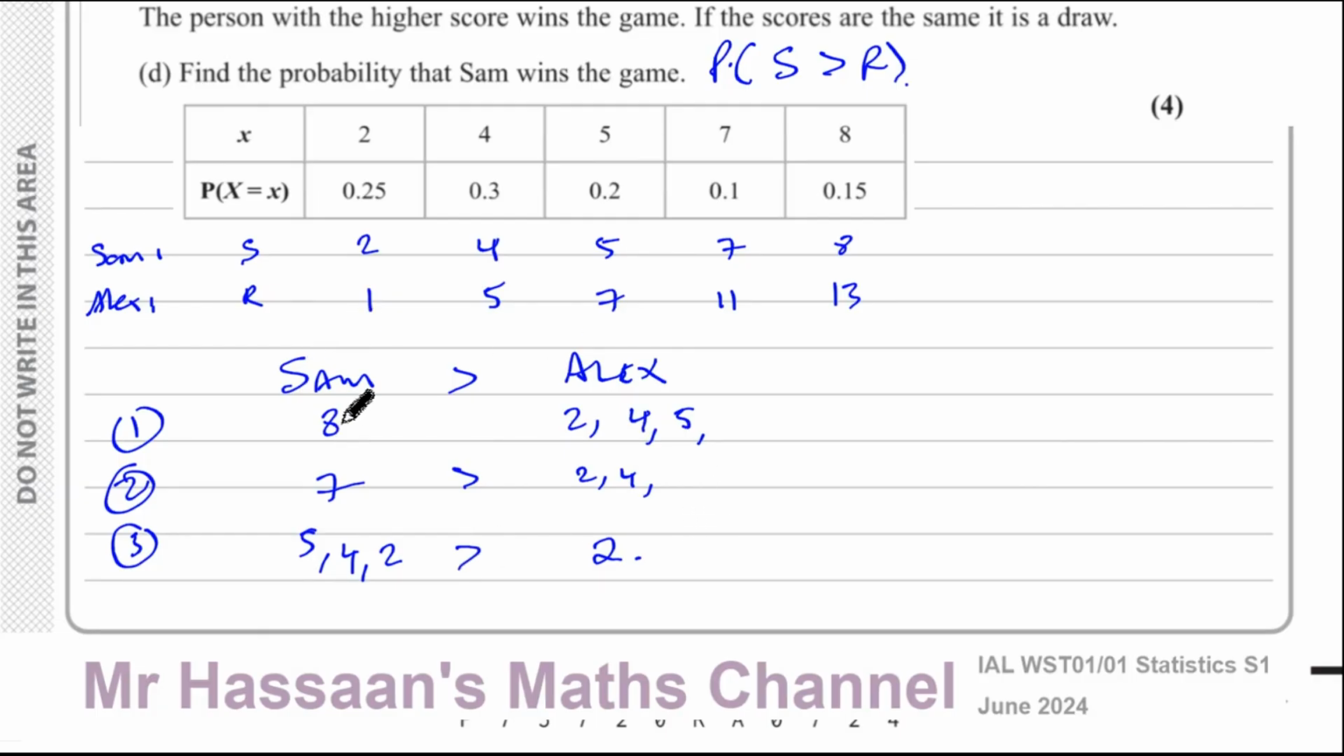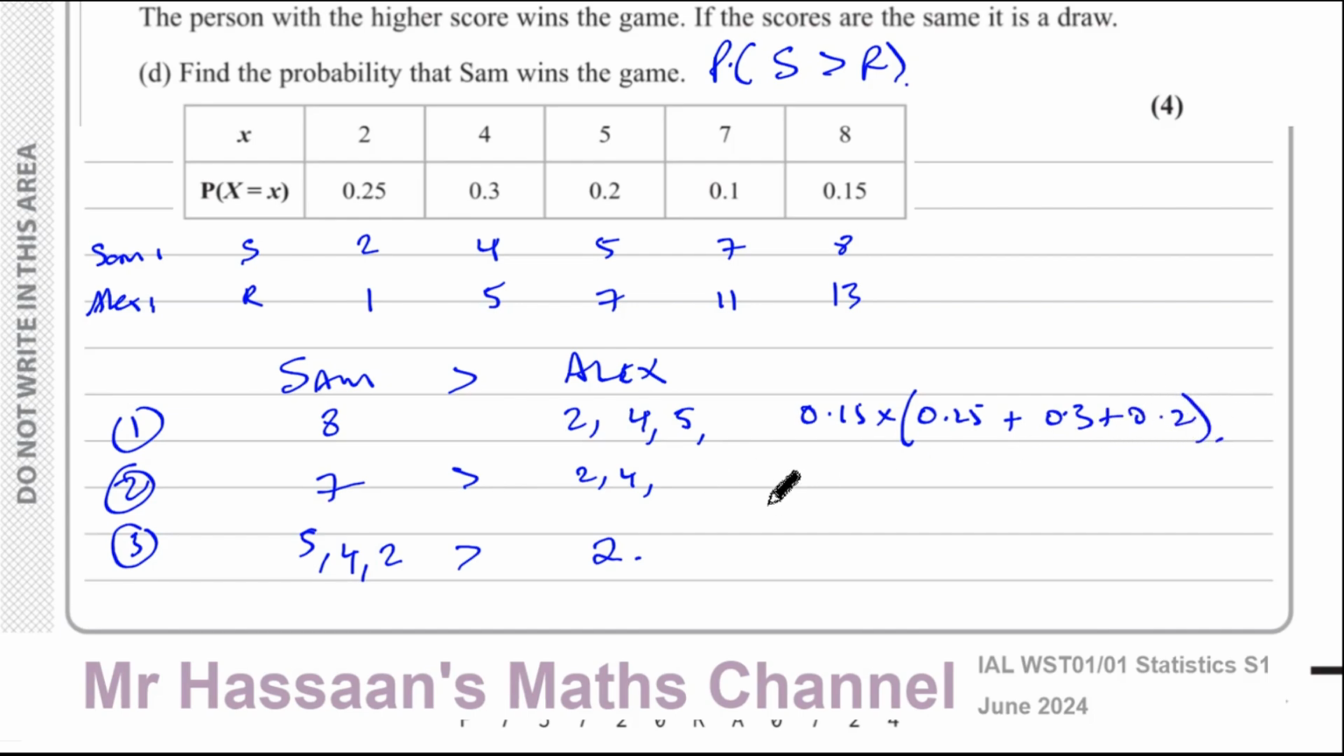So you've got Sam and Alex, so 8, 0.15 times for 2, 0.25 plus 0.15 times 0.3 plus 0.15 times 0.2. Well, all of that can be combined into one because it's 0.15 multiplied by each of them. So you can do 0.15 times in brackets 0.25 plus 0.3 plus 0.2.